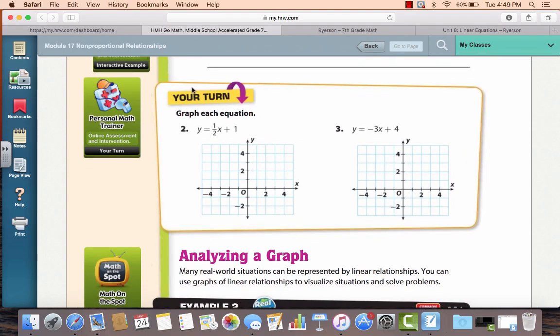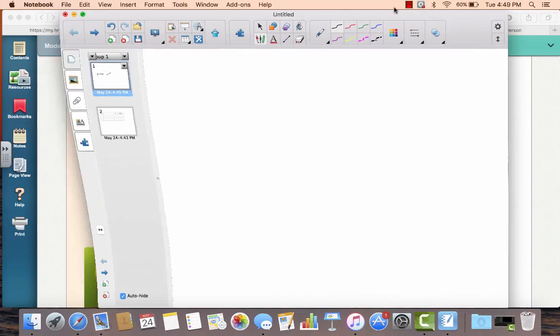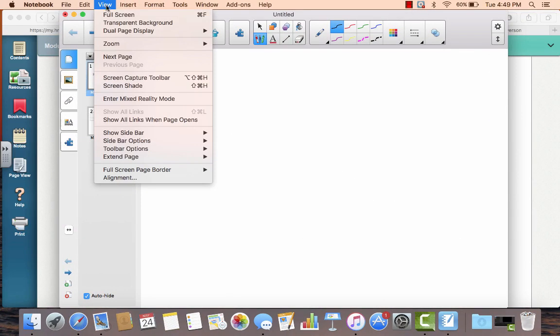And keep in mind as we go through this lesson that we talked about the general format of our equation, which is y equals mx plus b. And in that equation, the m is always our slope and the b is always our y-intercept.